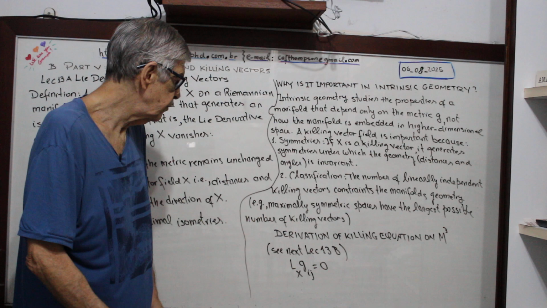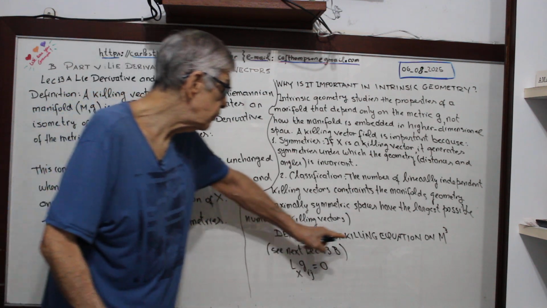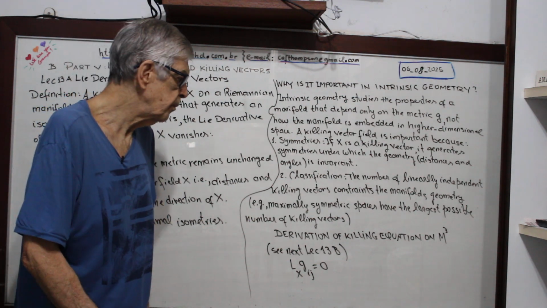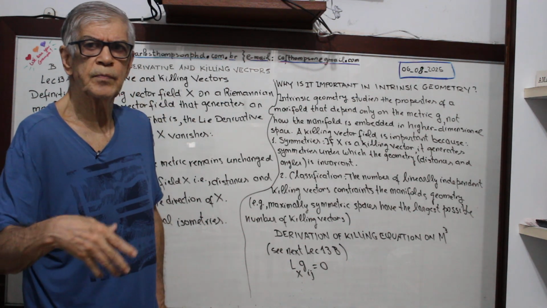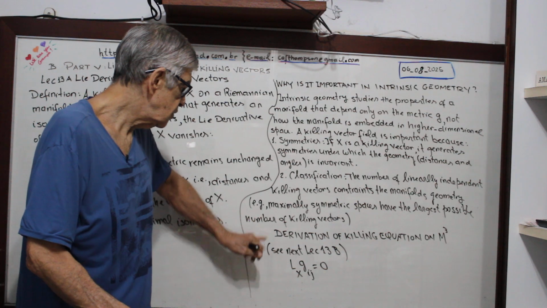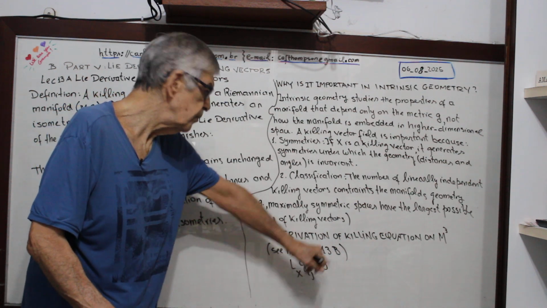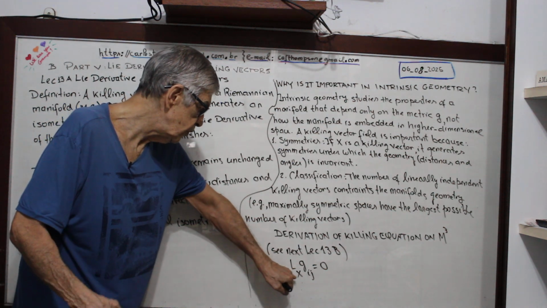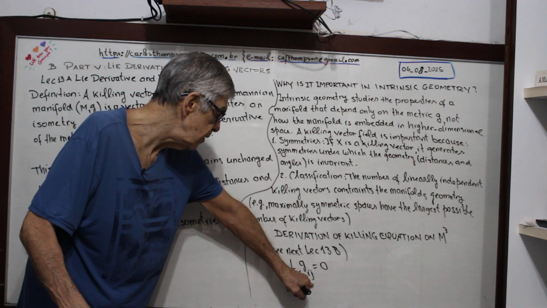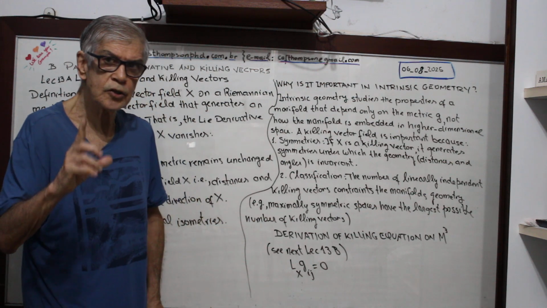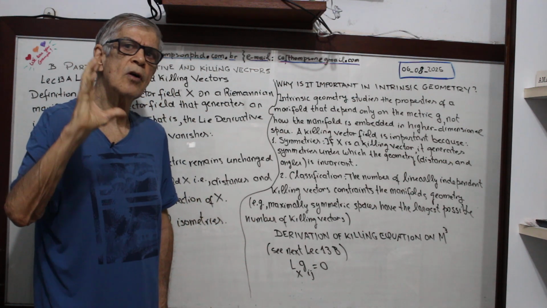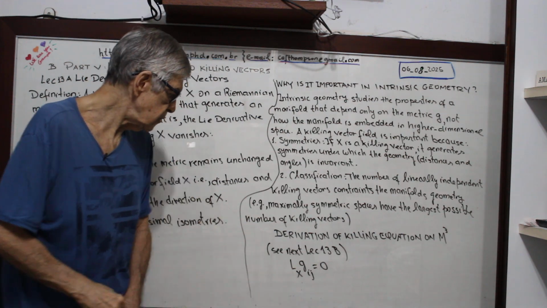Now, the derivation of the Killing equation on a two-dimensional manifold could be extended to any dimension. You will see this in the next lecture, 13b. The equations L_X g_ij = 0, where g_ij are the components of a second order tensor. That's it.